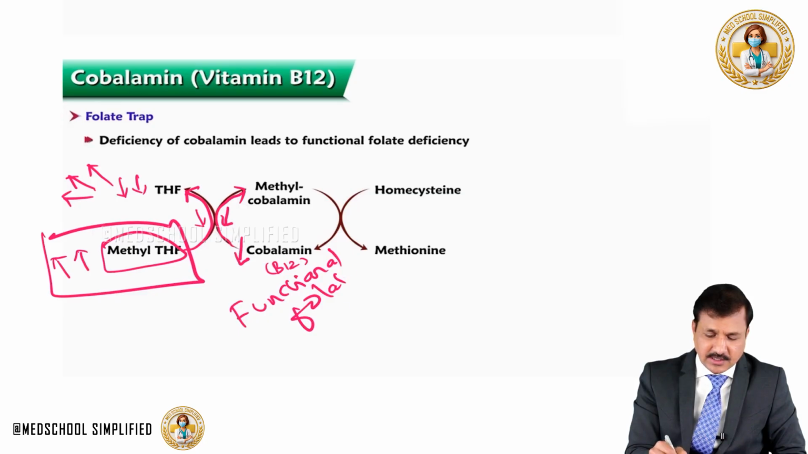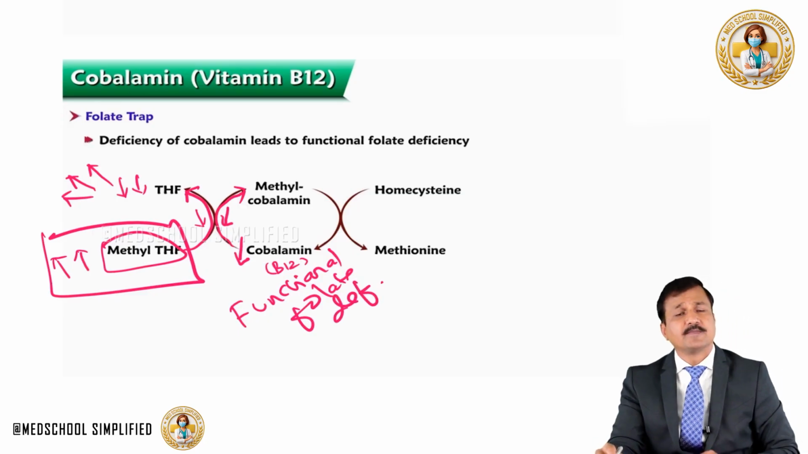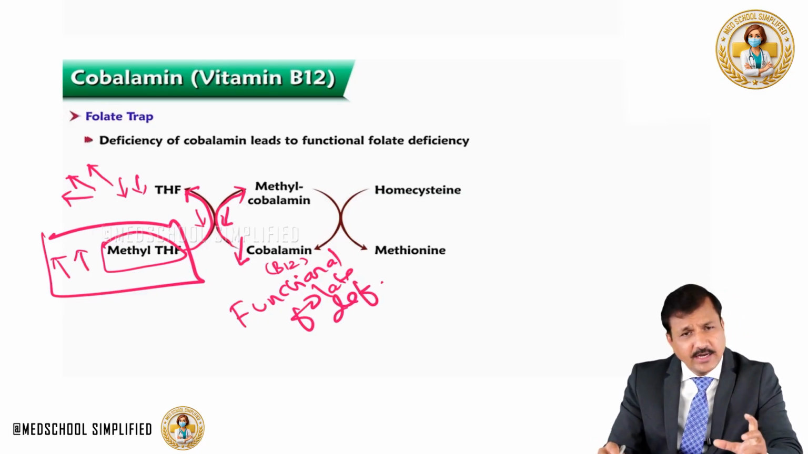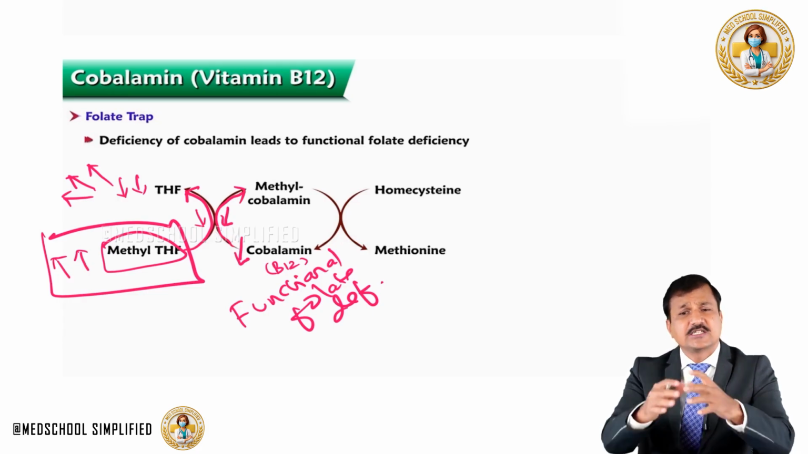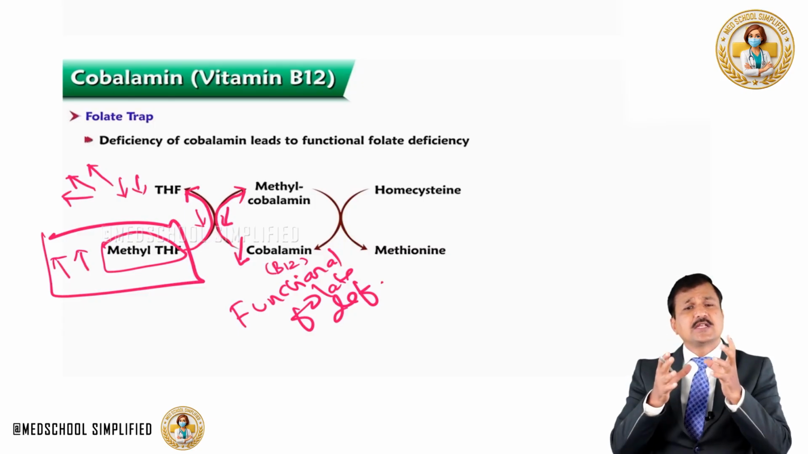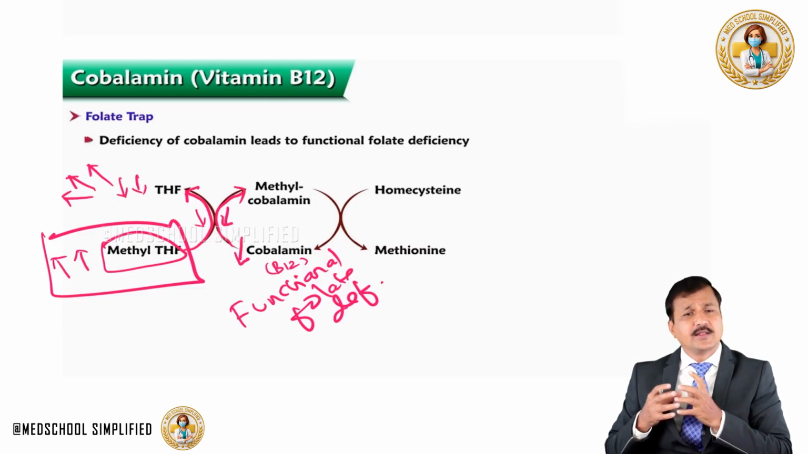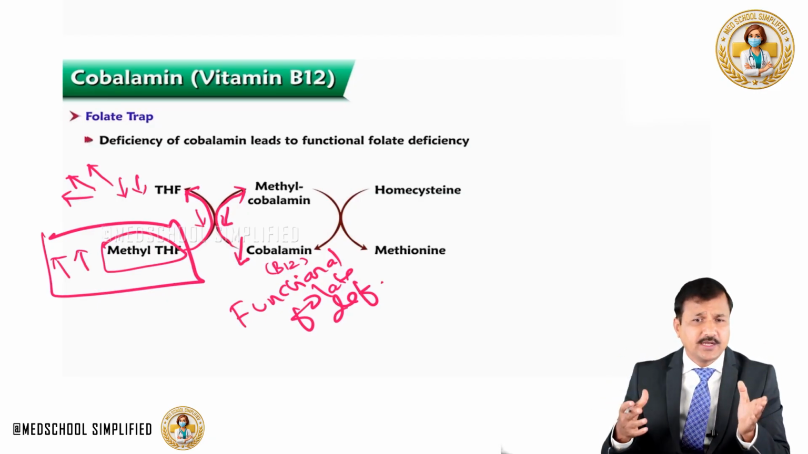Functional folate deficiency. Functional folate deficiency means what? Folate is there, tetrahydrofolate is there in the form of N5-methyl tetrahydrofolate. It is trapped inside the cell. It is not able to come out of that form, N5-methyl tetrahydrofolate, because cobalamin is necessary to come out of that form into free tetrahydrofolate.